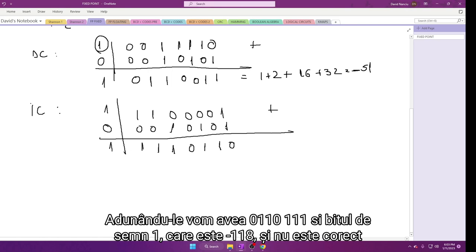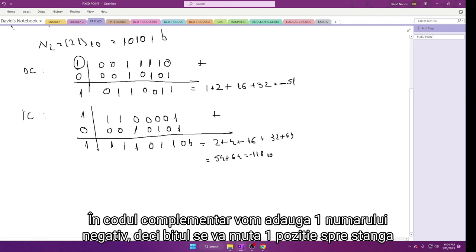All right, now if we convert this from binary to decimal, we will obtain, let me see, not 1 but 2, plus 4, plus not 8 but 16, plus 32, plus 64, which is actually equal to 6, plus 16, 22, plus 32, it's 55, plus 64, which is equal to minus 180 in decimal. So it's not good.